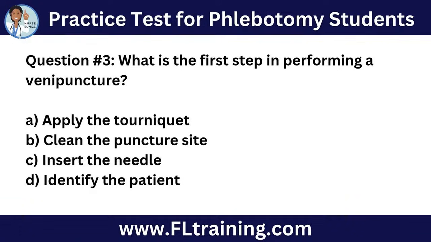Question number 3. What is the first step in performing a venipuncture or blood draw? Is it A, apply the tourniquet, B, clean the puncture site, C, insert the needle, or D, identify the patient? What do you want to do first? And we'll reveal the answer in 3, 2, and 1.